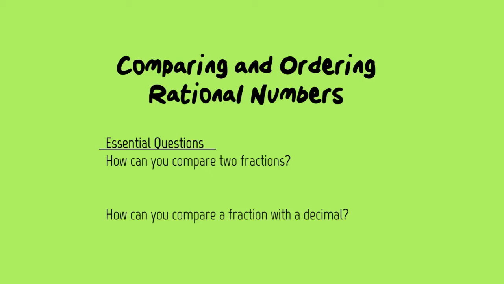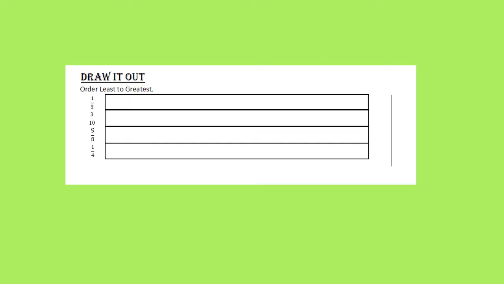Today we will be comparing and ordering rational numbers. Our essential questions are, how can you compare two fractions? How can you compare a fraction with a decimal? There are many ways that we can compare two fractions together. Let's start with the draw it out method.